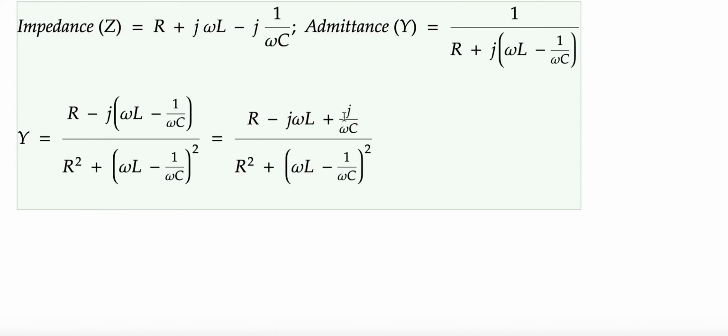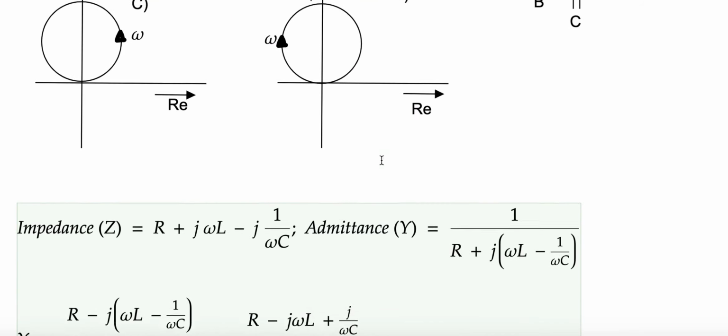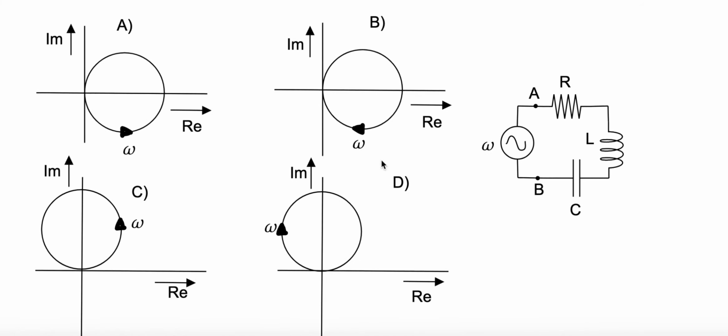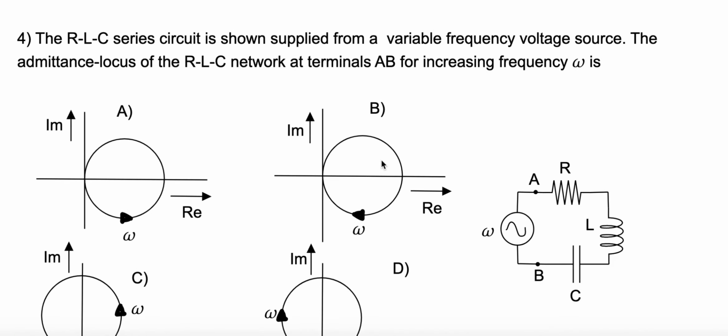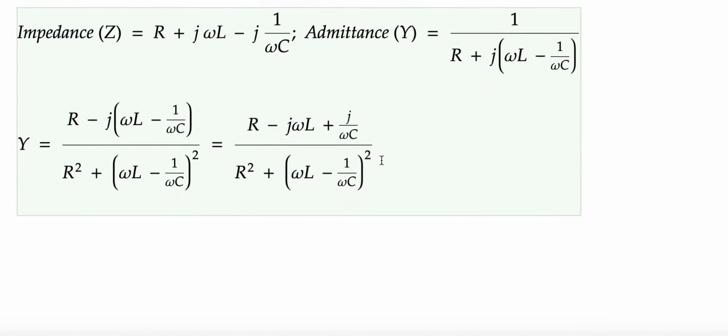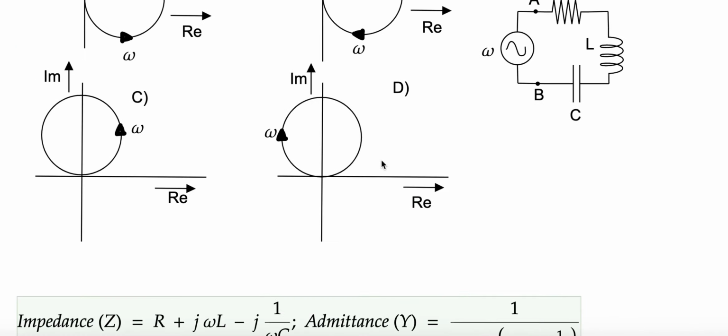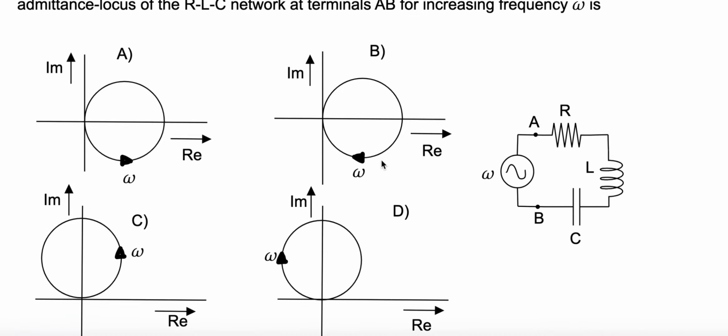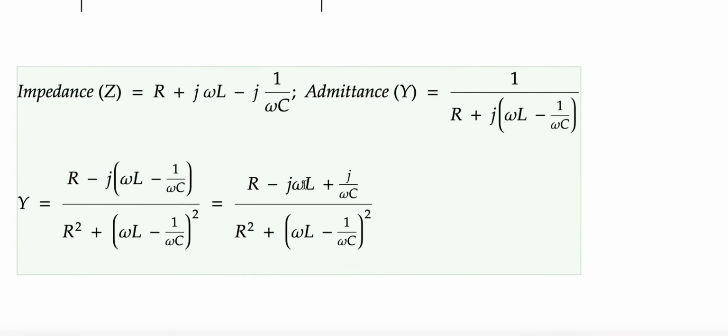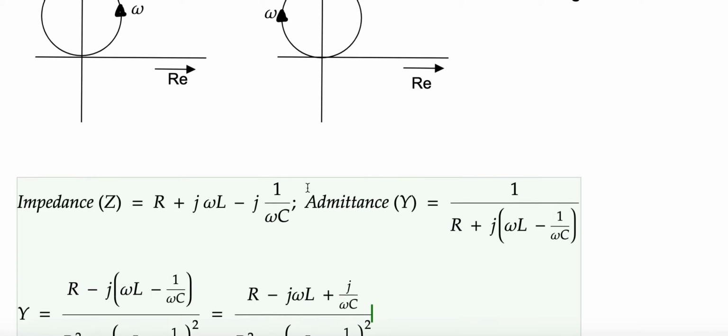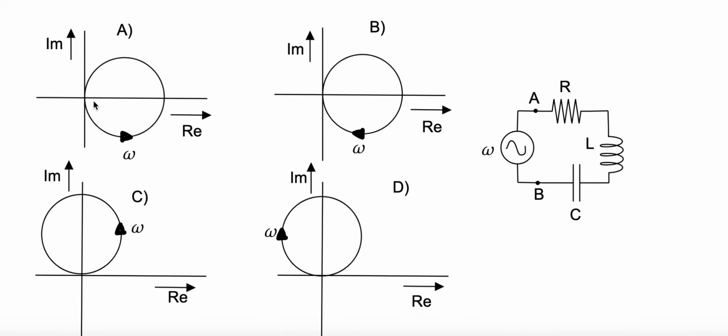So the imaginary part is positive before the resonating frequency, when omega is reaching towards its resonating frequency. After the resonating frequency, omega L is dominant, so the imaginary part is negative. Got the point? So let's check A first.